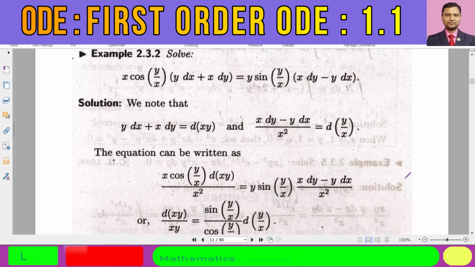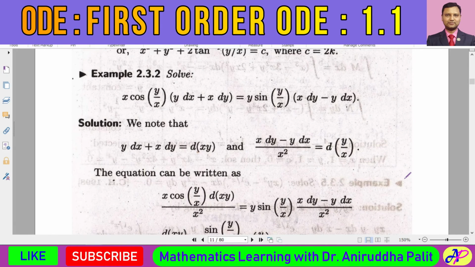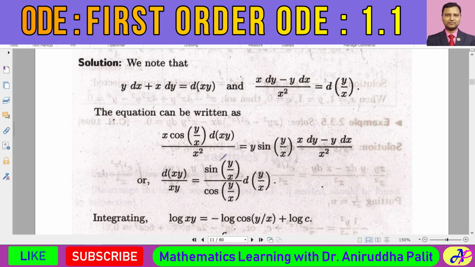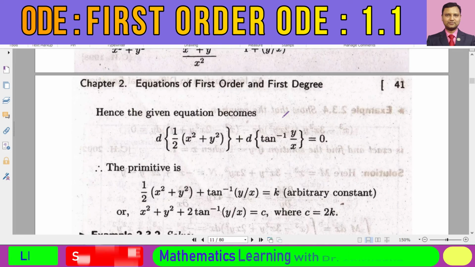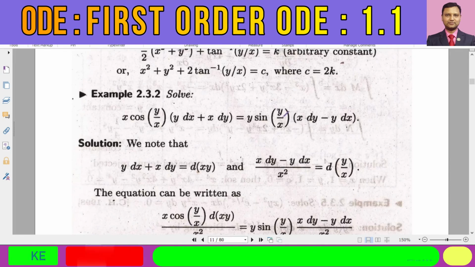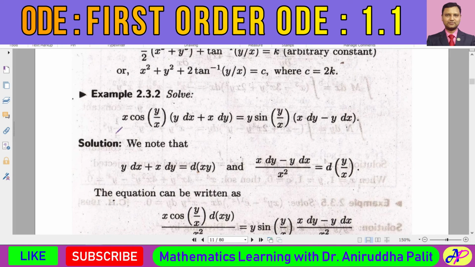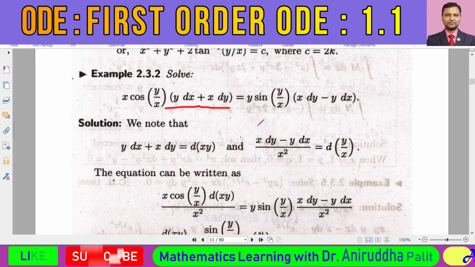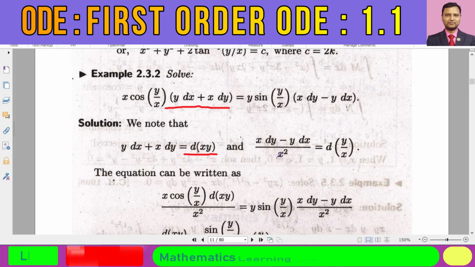But sometimes these differential equations are not easy to integrate. Over here it appears that we are not multiplying anything. We are not multiplying these differential equations by anything at all. Now look at this example. Over here this expression y dx plus x dy can be expressed as the differential of xy.